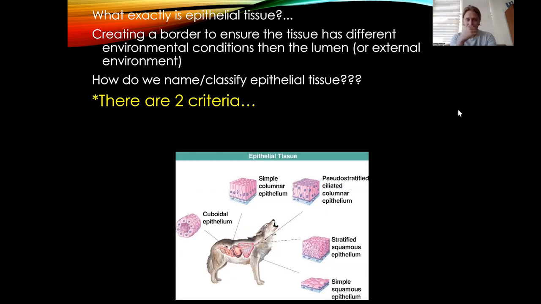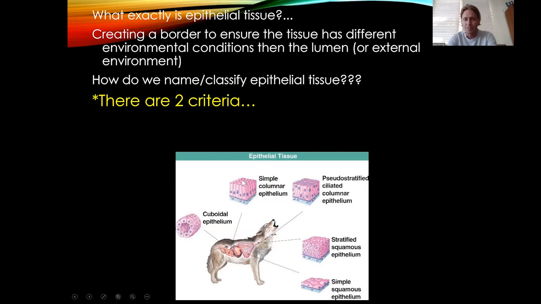All right, so identifying epithelial tissue is actually really easy. We only follow two criteria. We look to see how many layers of cells there are and the shape of those cells. Now, there is a caveat to this, though. We actually need to look at the sides of the cell in order to do that, not the tops of the cell. So this is a good little image here to kind of bring that point across.